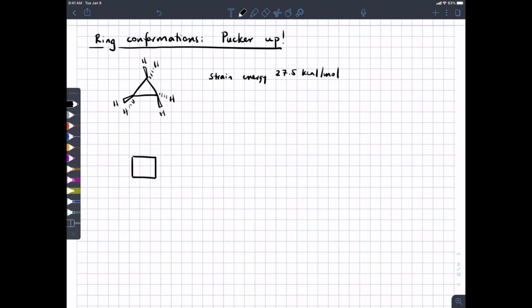So if you think about cyclobutane, and if you think about if it were completely flat, the bond angles would have to be 90 degrees, right? And that's also distorted from planarity. That's also tighter than you would want it to be.